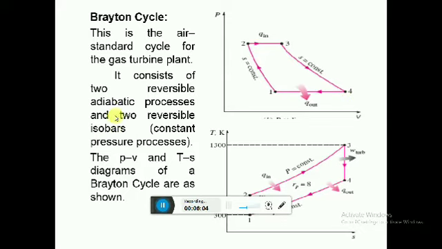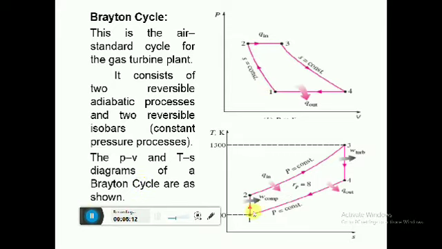So we can say two adiabatics. Two adiabatics are two isentropes: 1 to 2, 3 to 4. Then two isobars: 2 to 3 and 4 to 1.